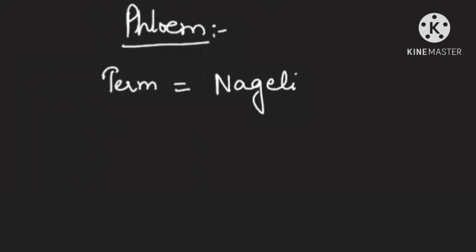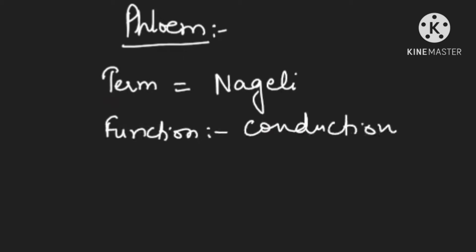In this video we are going to discuss the phloem, which is a type of complex tissue. The term phloem was given by Nageli, and the function of the phloem is the conduction of food. It is responsible for conducting food from the leaves to the other parts of the plant. Is it clear?